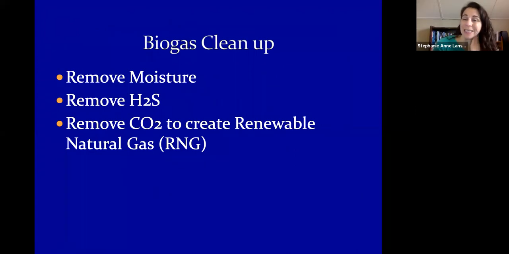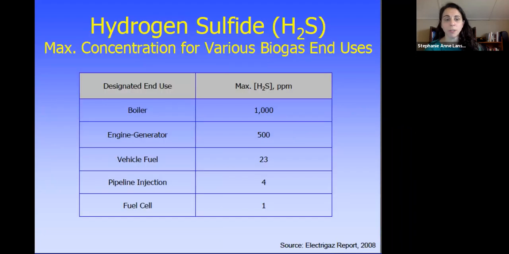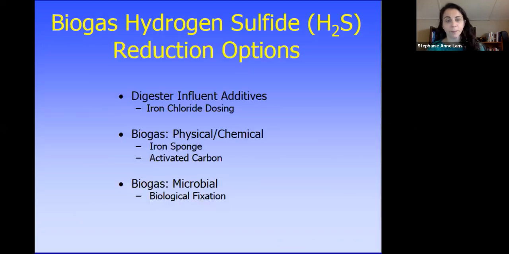For our biogas cleanup, once we produce the biogas, we want to remove moisture, remove H2S, and we could remove CO2 to create renewable natural gas. To remove moisture, we use heat exchangers to cool the biogas, and then that condensate will be removed. For hydrogen sulfide, if we're just using it in a boiler for heating, we can have about 1,000 ppm. If we're using it for an engine generator or combined heat and power, we want to be less than 500 ppm. If we're using it for pipeline injection, renewable natural gas, we need to be less than 4.